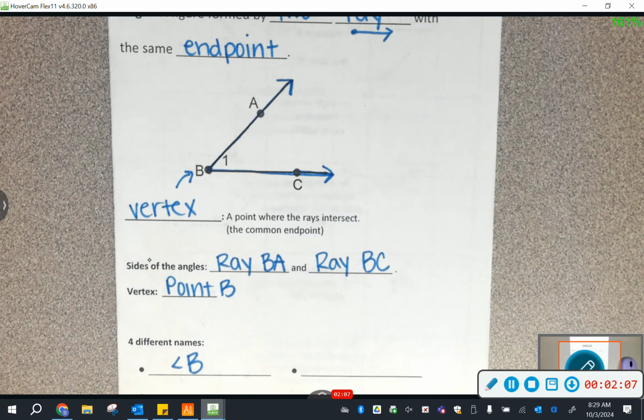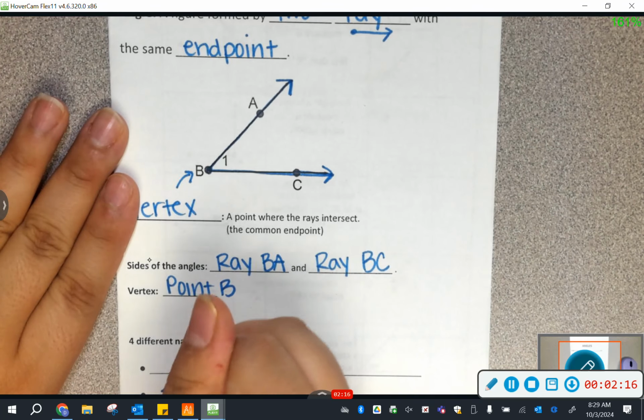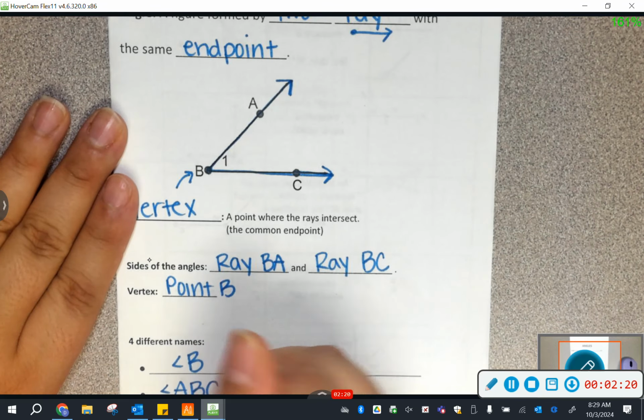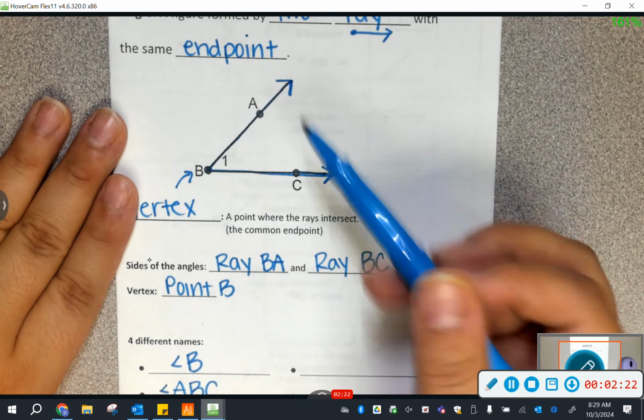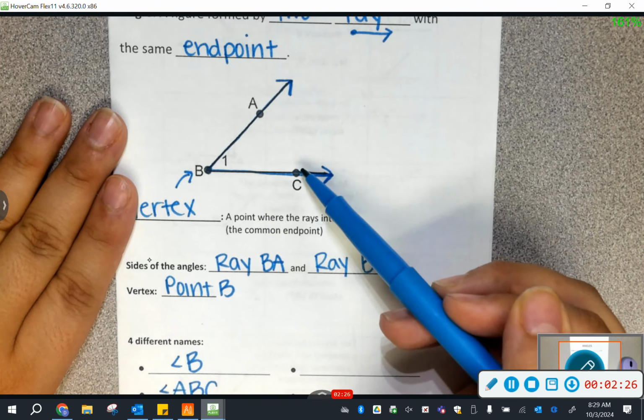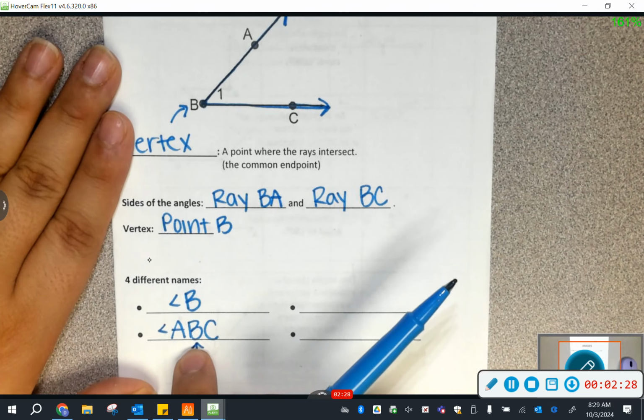Okay. I can also use 3 letters to name this. What 3 letters could I use? Angle ABC. Again, the order matters. ABC, do y'all agree that's this angle? ABC. And B is in the middle.